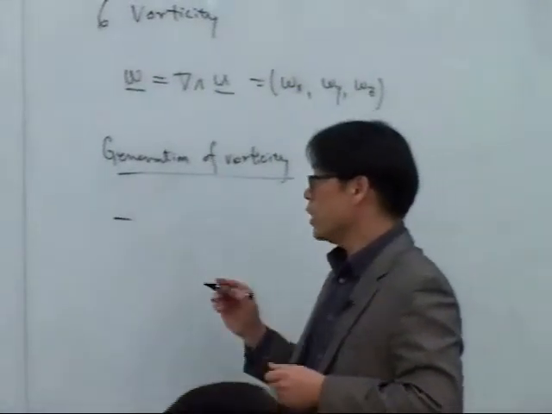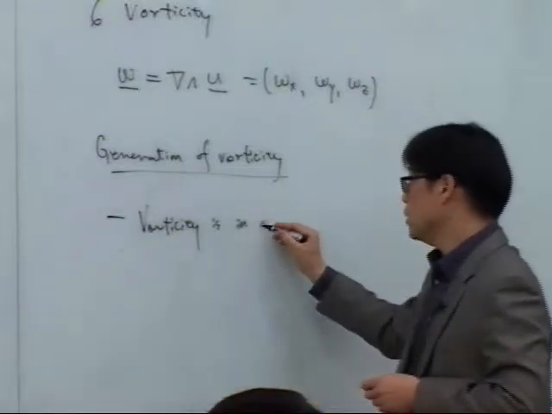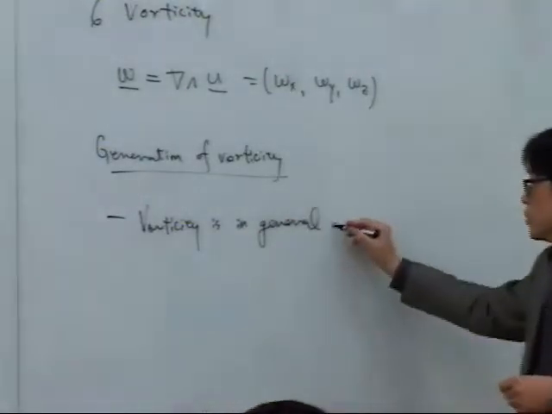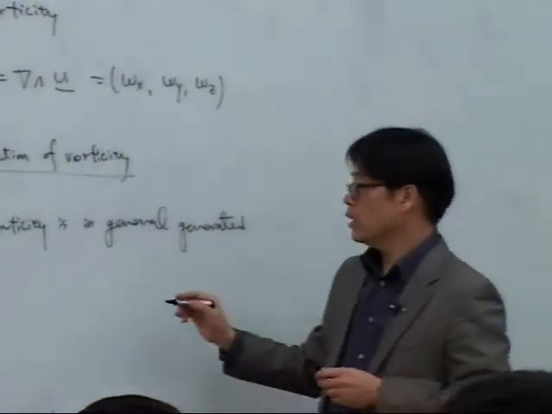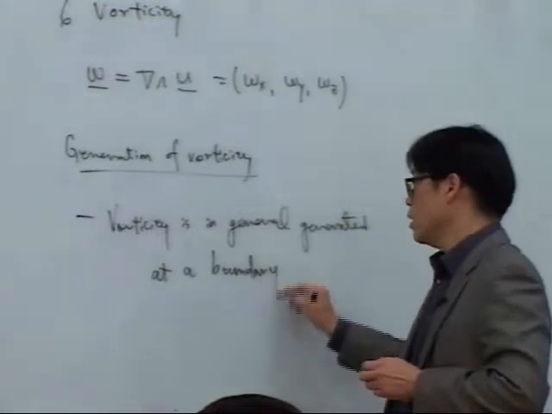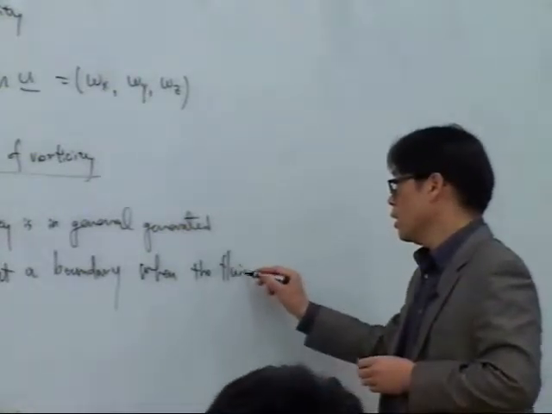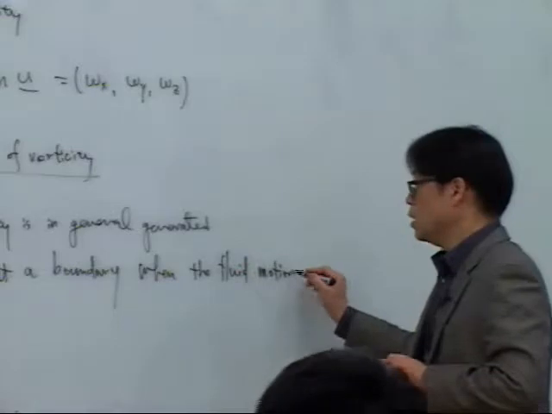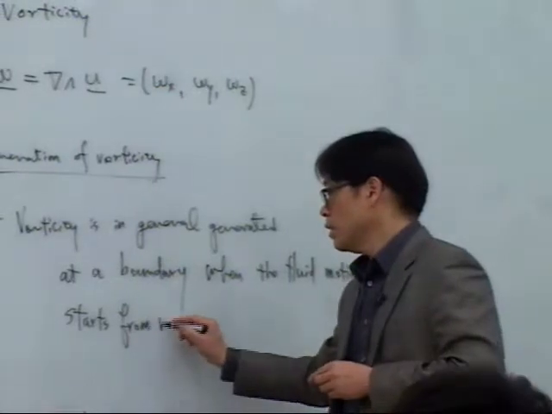So this is a general statement. Vorticity is, in general, generated at a boundary, when the fluid motion starts from rest.